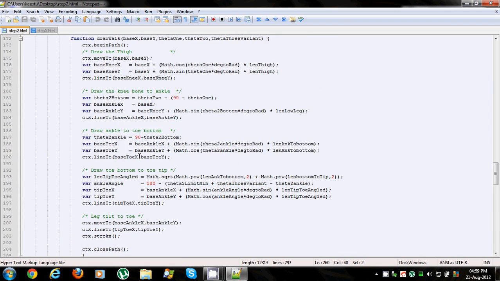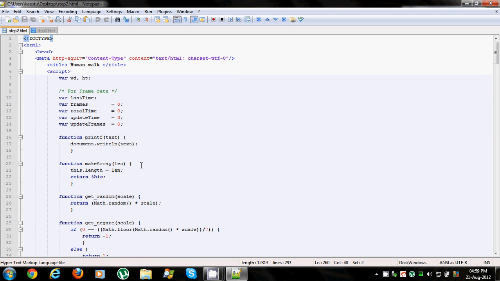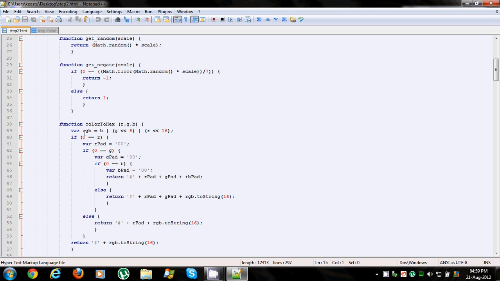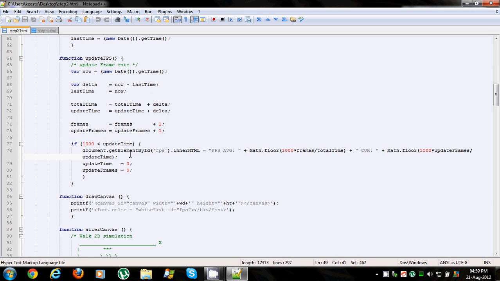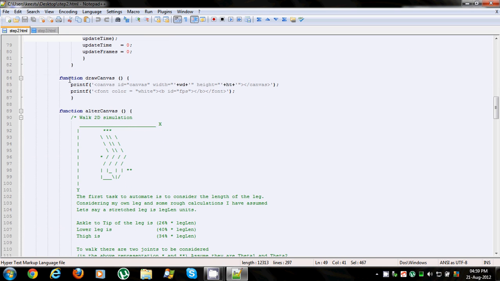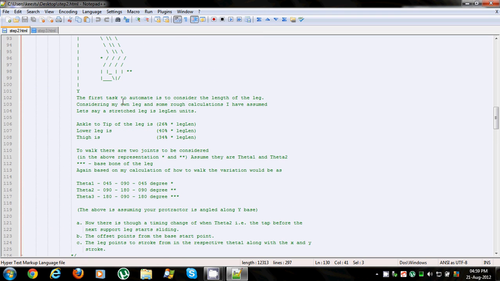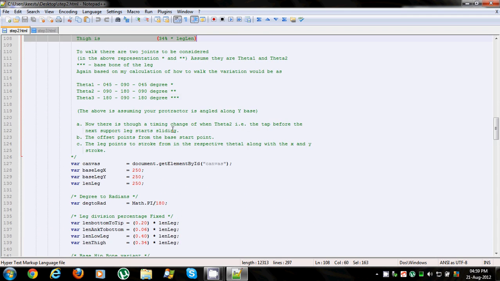Looking at the code, let me go quickly. I have assumed you have seen the rest of the demos: same width, height, frame rate calculations, array, randomness, switch, color variations, frames per second, draw canvas, basic things. Coming back to the focus, I am drawing the canvas, keeping the leg x and leg y at 250 and 50 as the x and y position, with a length of the leg of 250. The division of the length of the leg has a small explanation here of why I am going to use this.